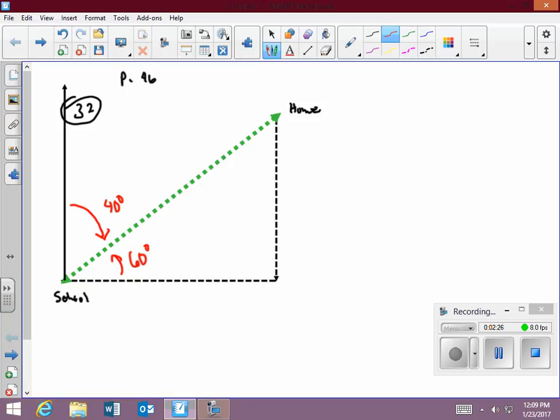But that's what it says. It doesn't look like 40 degrees, but that's what it is. So the bearing is going to be north 40 degrees to the east. Remember, you always go north and then you say how far it is over. So that would be the bearing.